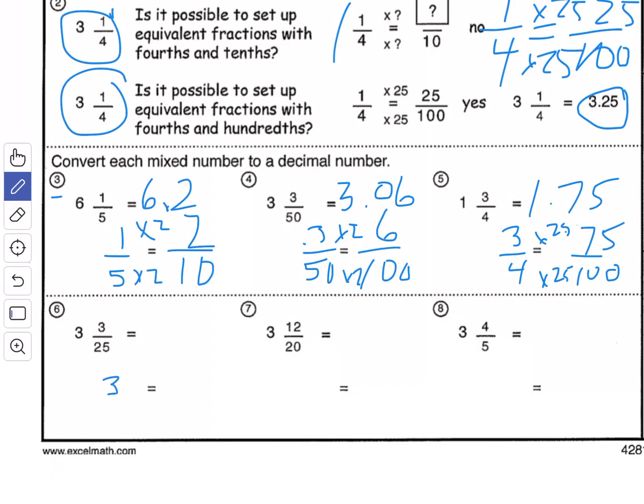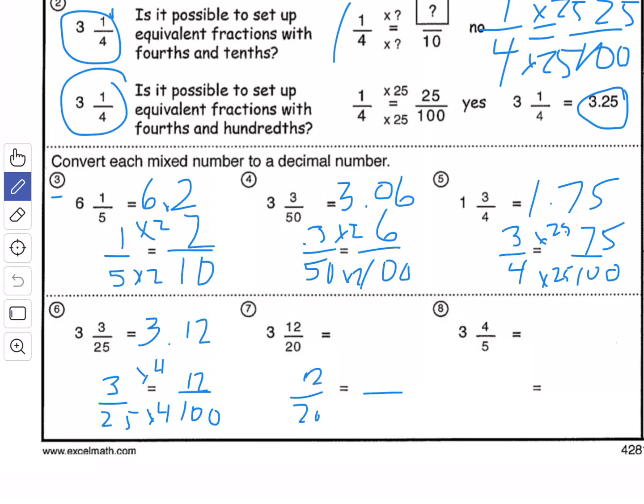So on this first one down here, 3/25. Obviously, got to go 25 to 100, right? 25 times 4 is 100. 3 times 4 is 12. And so we have 3.12 as our answer.